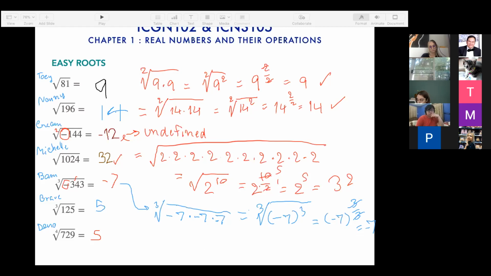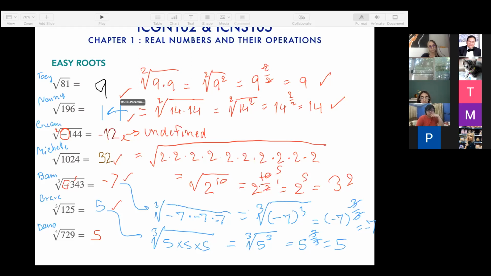The next one, cube root of 125. Cube root of 125 here is 5 times 5 times 5. Cube root of it, then you get cube root of 5 to the 3, or 5 cubed, then you get 5 to the power of 3 over 3, then you get 5 as the answer. Okay, so this is the work that you did for the last one. This is correct, this is correct, correct and correct.